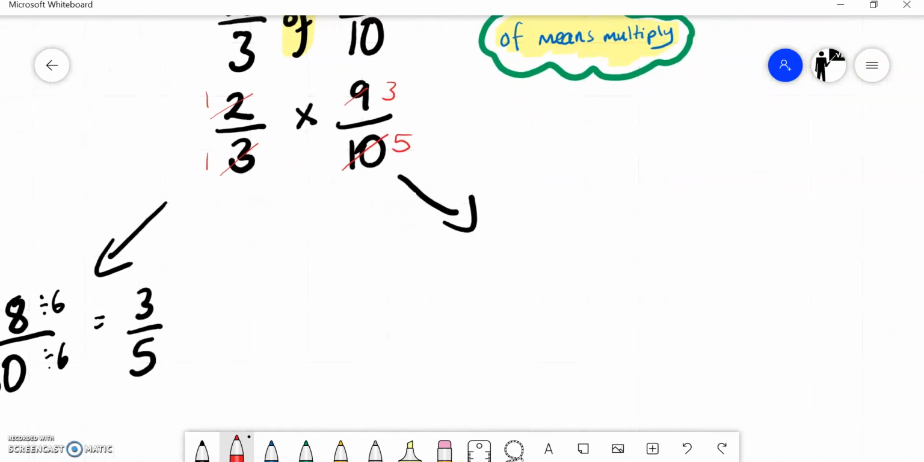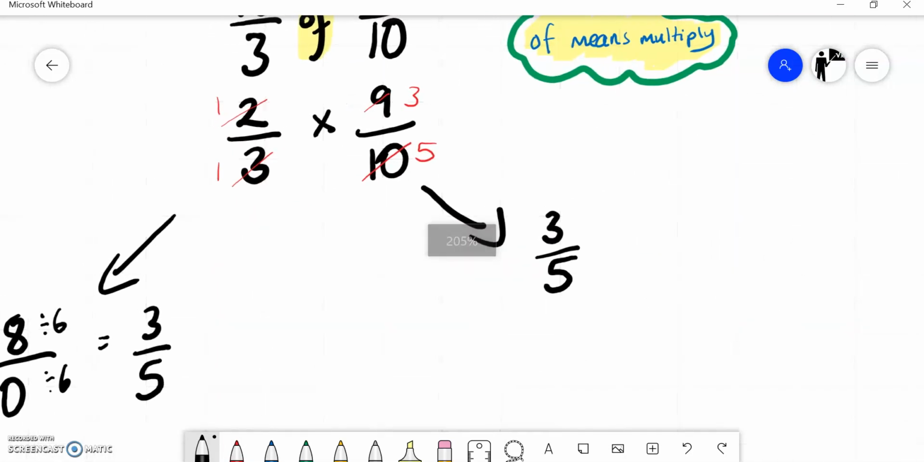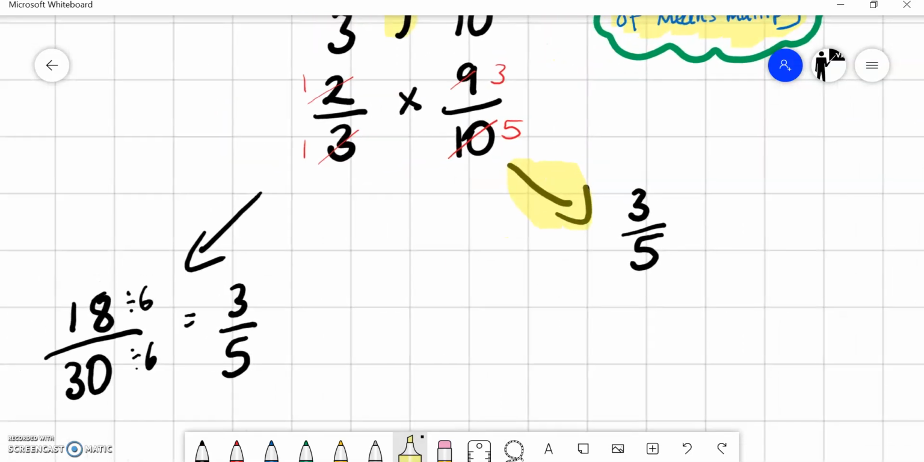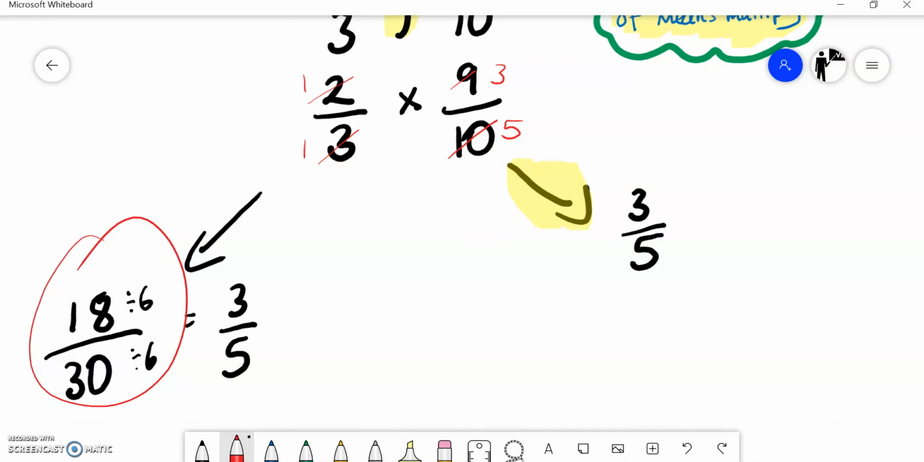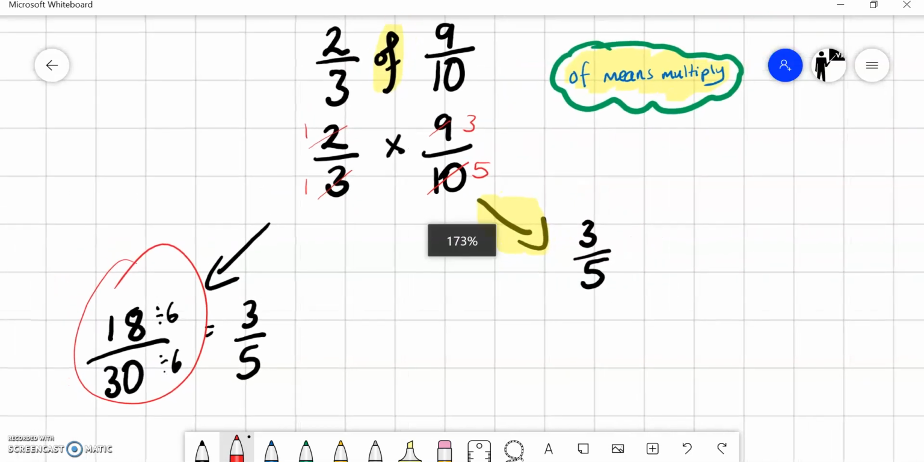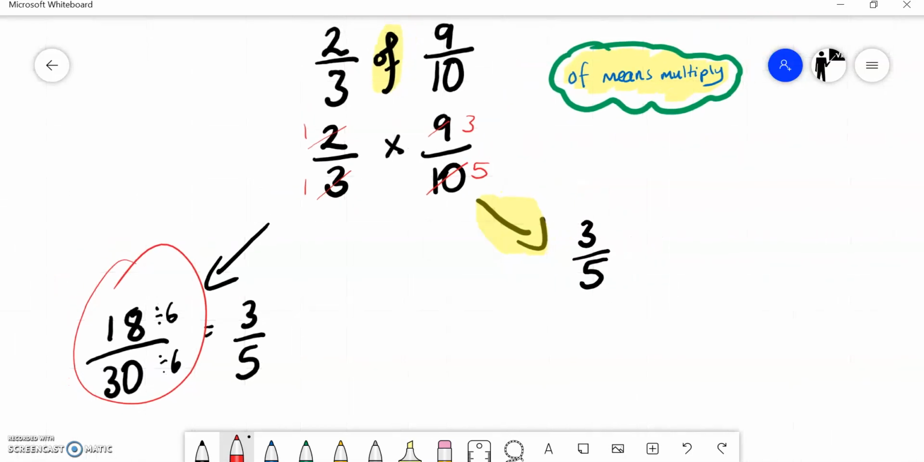Once I've got that, I then just read off what I've got. I've got 1 times 3 over 1 times 5. Okay, personally, I would always use this approach, because sometimes you might get quite some problems, some numbers might be quite difficult to simplify. So I would always look at the diagonals first.